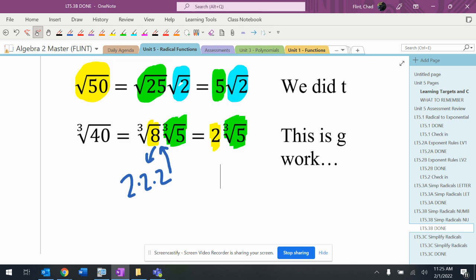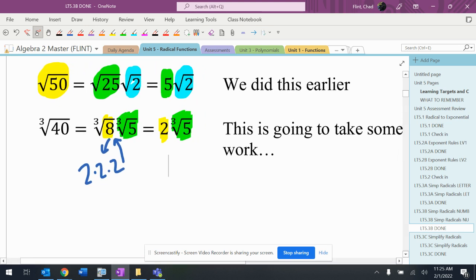All right, now I fully understand that this is going to take a ton of practice. And again, the more trouble you have finding factors of things, the longer this is going to take. But we have to be able to at least figure out our way to an answer with these, or else we're just kind of stuck with nothing.